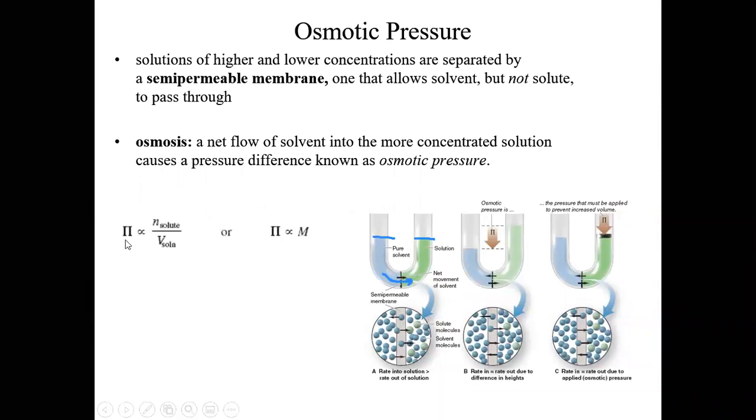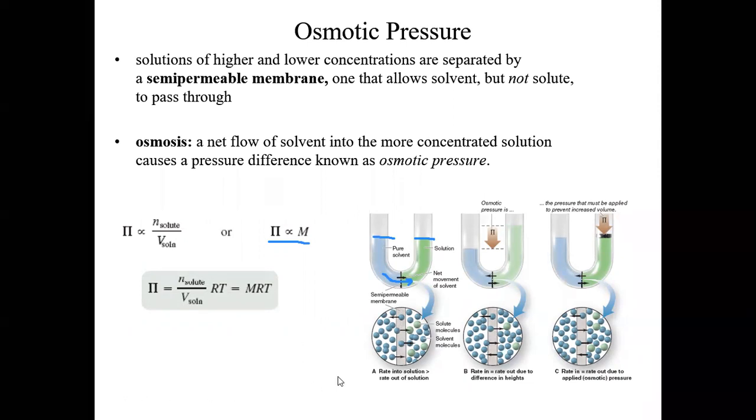And so the osmotic pressure pi is proportional to the molarity of your solution. So the greater the molarity of your solution, the greater the osmotic pressure. And so the way we find osmotic pressure is similar to the ideal gas law that you learned about maybe a semester ago. And so the osmotic pressure is equal to the molarity times RT. So R is the gas constant, T is the temperature, M is molarity.